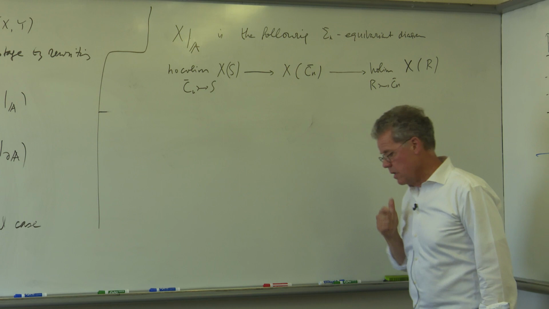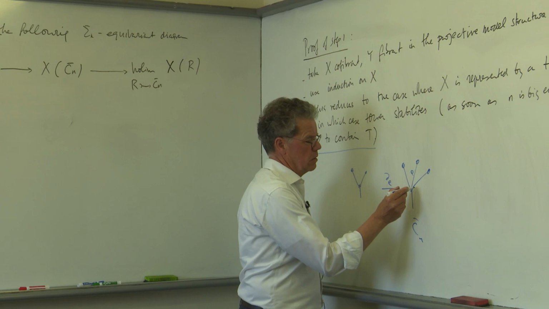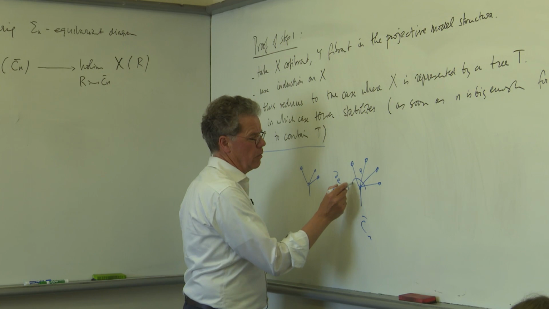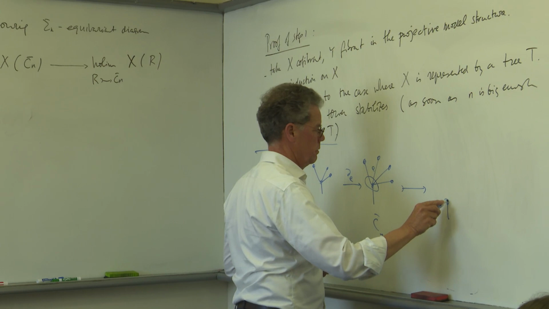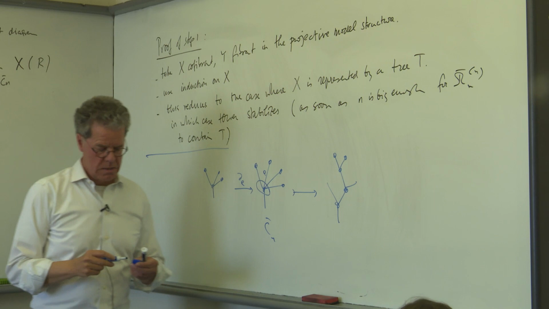Okay. And what do you get here? Well, you have your Cn, and the only thing you can do is, maybe I'll make it a little larger, you can blow up this vertex to get a tree, for example, like this. So I have three more left. Right? So you blow up this vertex, you get another tree.